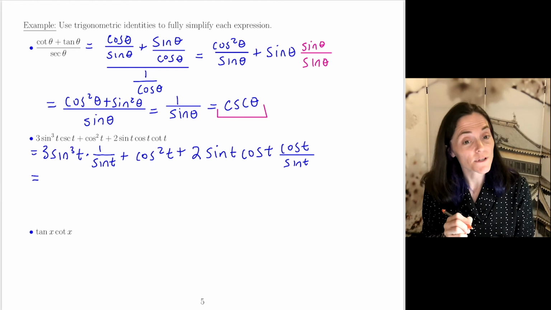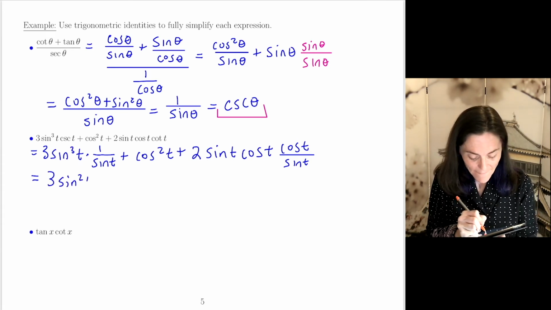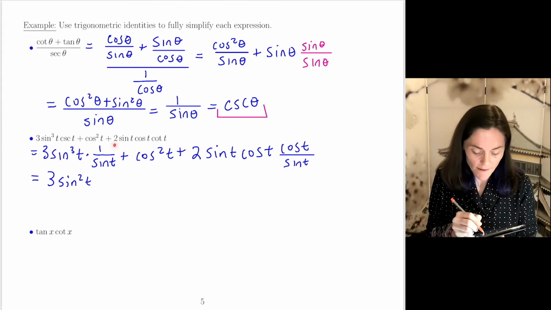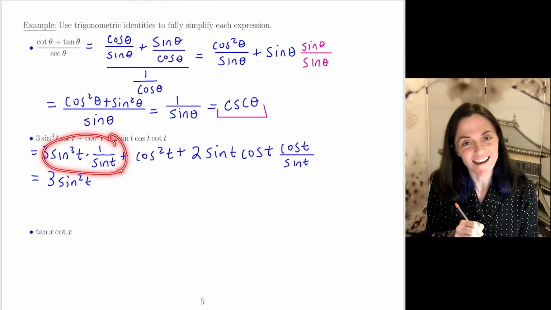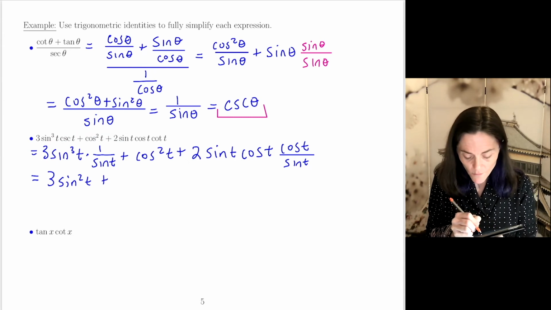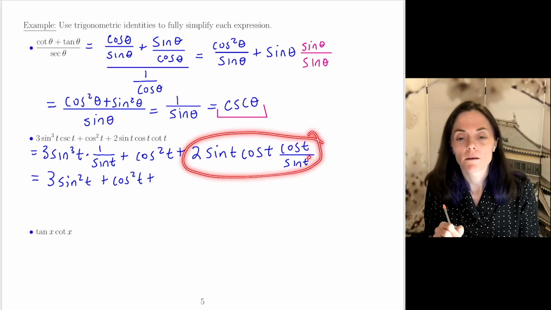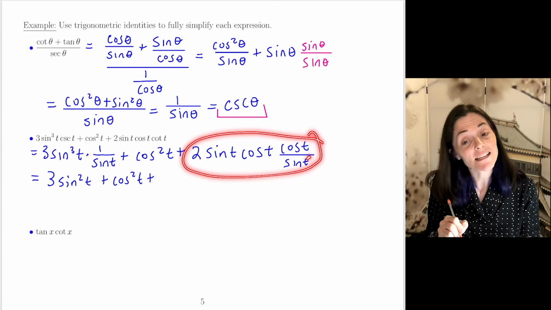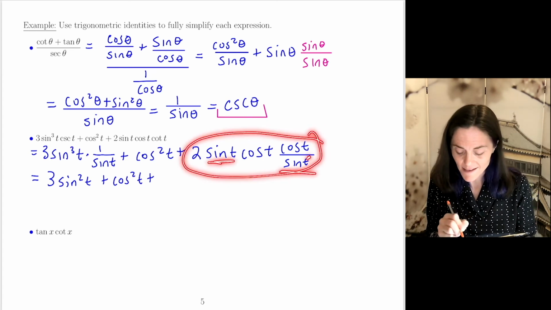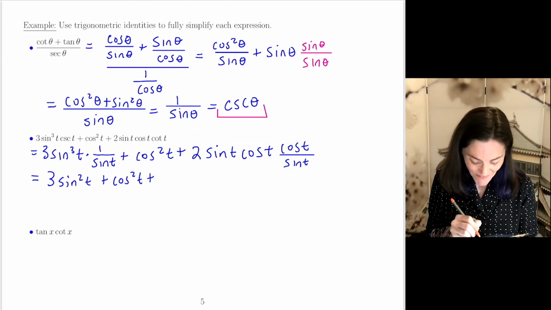You notice the first term is 3 sine squared t, because here we have a sine cubed over sine. That will become sine squared. And then the second term I'll leave alone for the moment. This is cosine squared. Now, all of this, sine divided by sine, here and here, this becomes 1. So I'm left with 2 cosine squared.